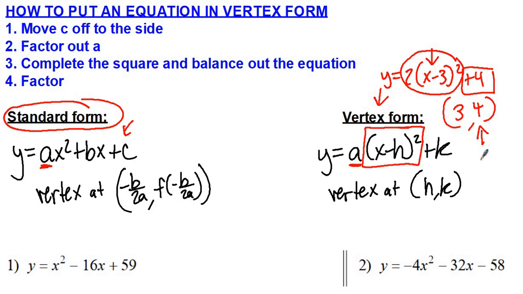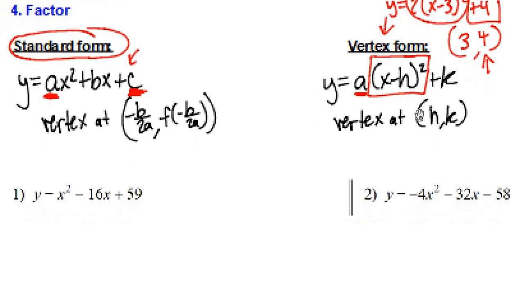So how do we do that? Well, there are four main steps to it, maybe a couple sub steps. They're going to give us an equation in standard form, like you can see in numbers 1 and 2 at the bottom. We're going to move this c number, putting it off to the side. We'll factor out the a, and then we'll complete the square and finish by factoring. Then we'll have our answer in vertex form. So let's see how that's done.